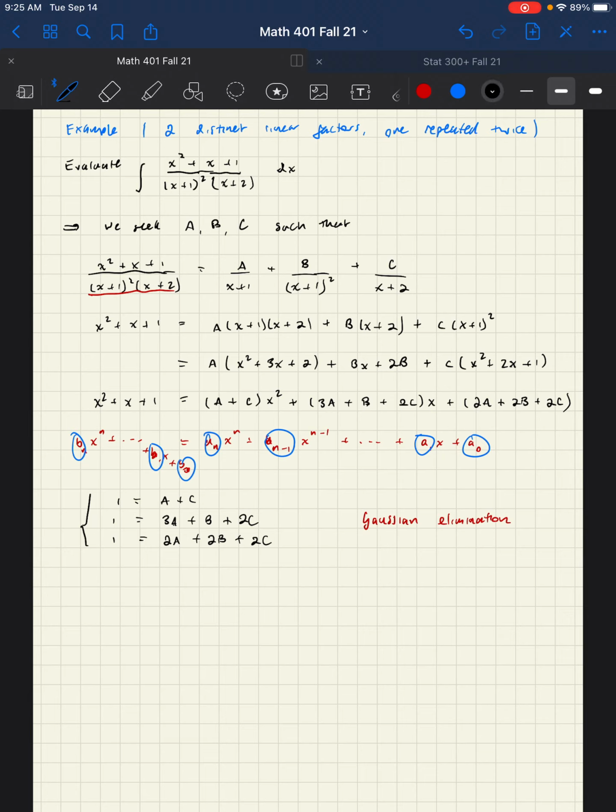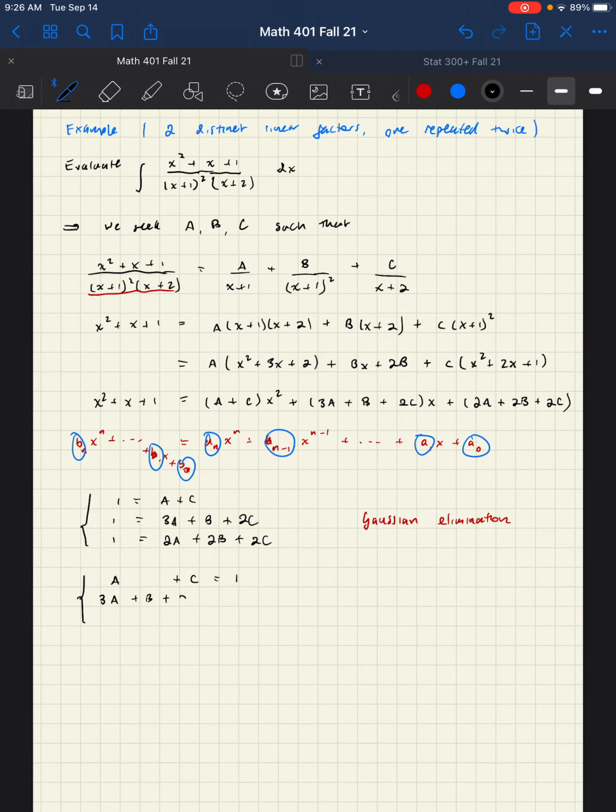Okay, so the first thing we're going to do is I'm going to write out this system where I'm going to order it basically the opposite way. So I'm going to put the variables on the left side. So A plus C, I'm leaving a gap there on purpose, equals 1.